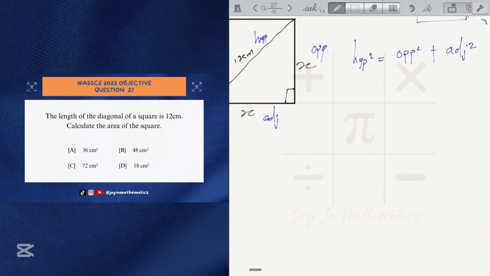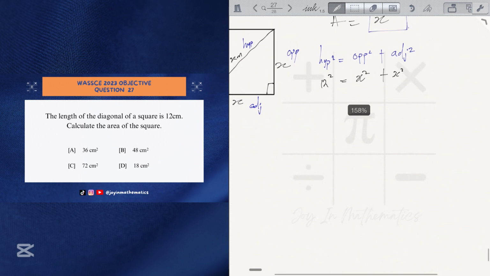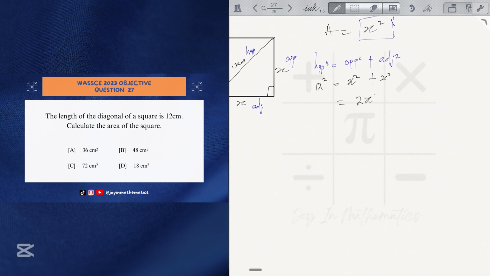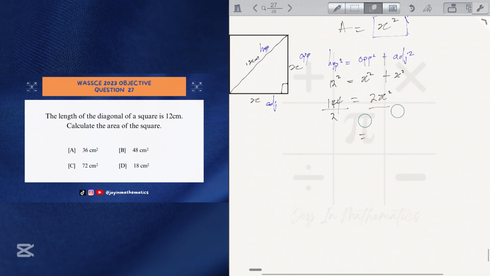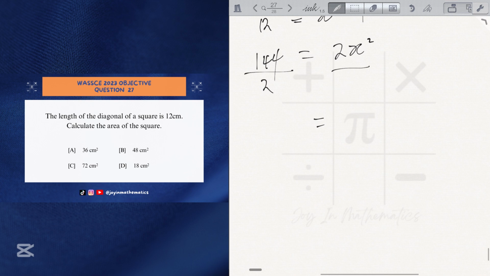The hypotenuse in this question is 12 squared, the opposite is x, and likewise the adjacent is x. So if we simplify further, this will give us 2x squared is equal to 12 squared, which is 144. If we divide both sides by 2, we will have x squared equal to 72.